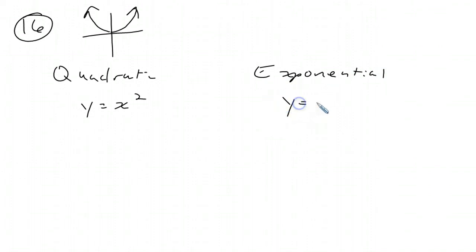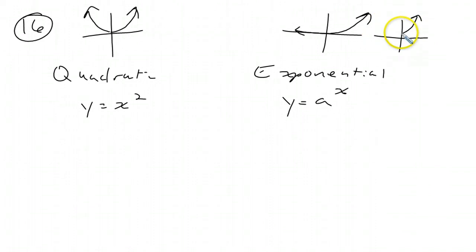My parent function is going to be y equals a to the x, and my graph is just the exponential graph, if you guys remember that. It goes up really fast, and then in the other direction it's just going to keep going and going till 0. This is called the exponential parent function. Your parent function is y equals a to the x.